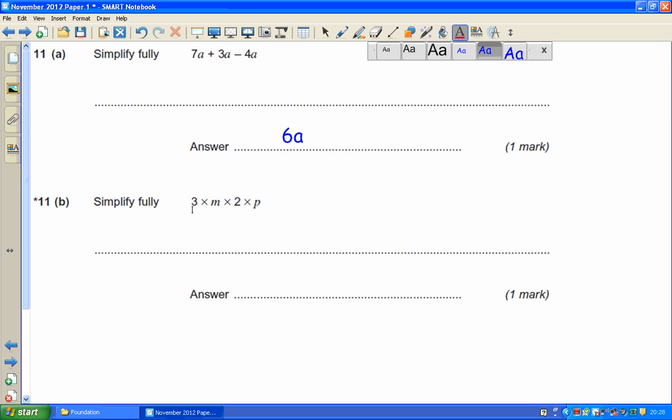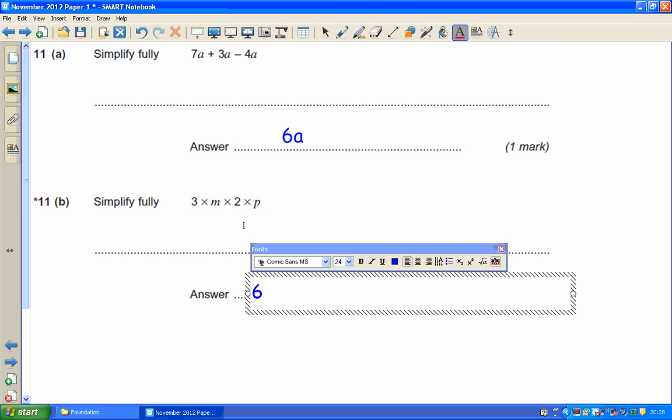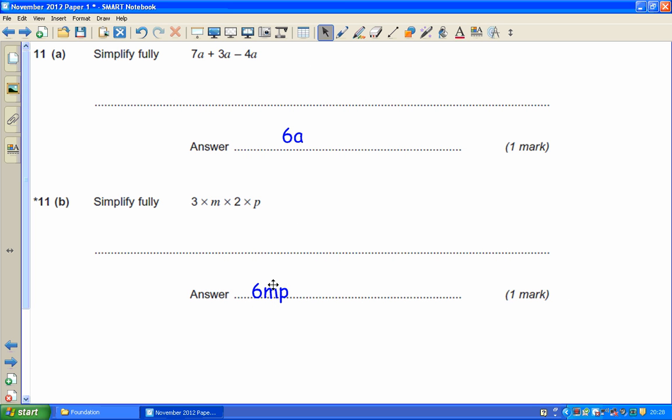This one, 3 times m times 2 times p. So what we do for that one is we do 3 times 2, which is 6, and then times m times p. Well, you just write it next to it algebraically, so our answer is 6mp. There's a star for that one, and there's only 1 mark available for it, so I can't see how you can do any more than put the answer on that one.